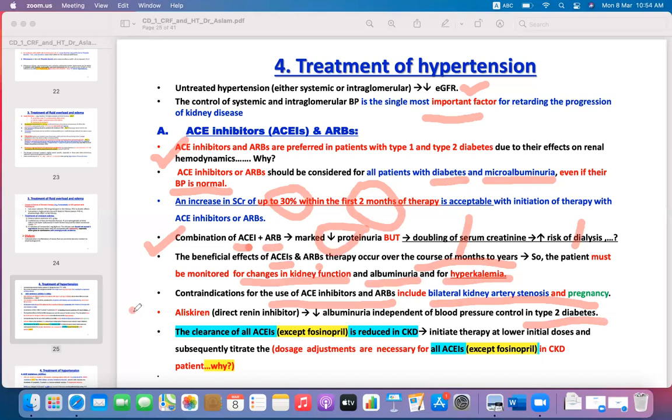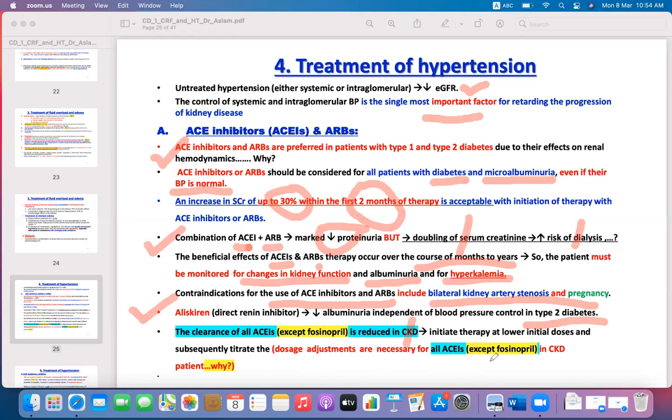The clearance of all angiotensin converting enzyme inhibitors except fosinopril is reduced in chronic kidney disease. Why? Because they are metabolized at the kidney. So that is why we initiate therapy at lower initial doses and subsequently titrate the dose as necessary. But except fosinopril.